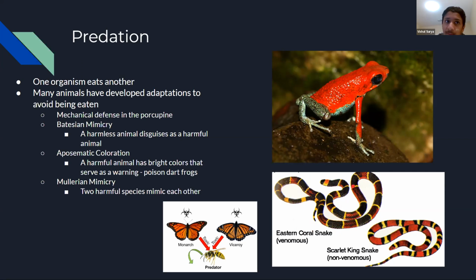Then we have Müllerian mimicry. I'm probably pronouncing that wrong. I know the U has two dots on it, but suffice it to say that it's when two harmful or unpalatable species mimic each other. So there's monarch and viceroy butterflies, which are both toxic to a predator, which would cause that predator to not eat both of them. So yeah, those are three types of mainly defense.